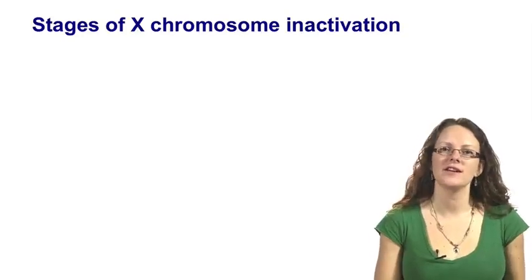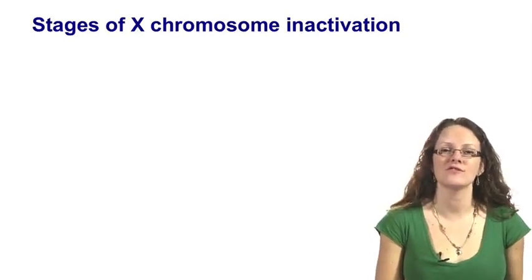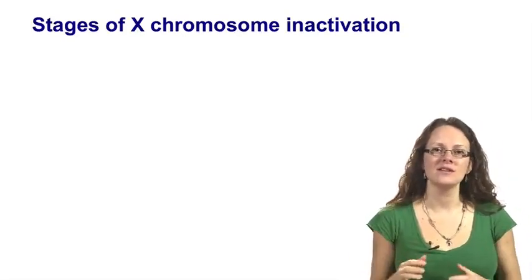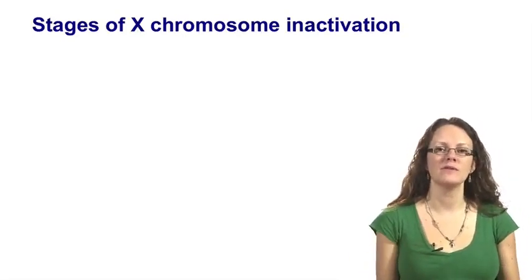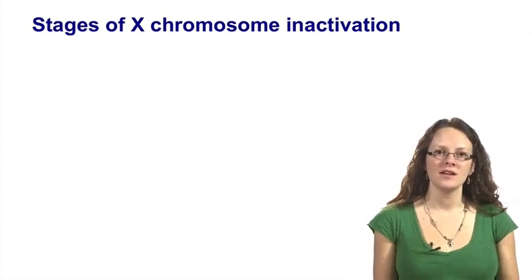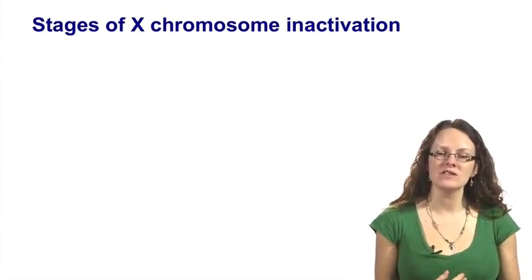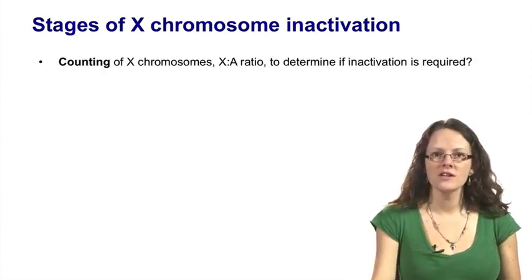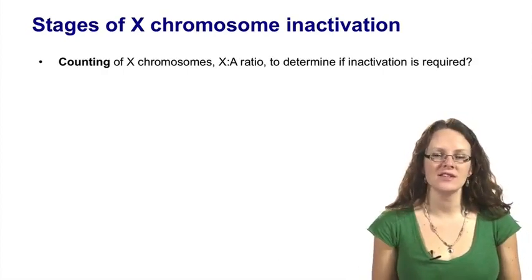Okay, in this lecture, I'd like to think about the stages of X chromosome inactivation. So we know that X inactivation doesn't happen instantly, but instead happens progressively over a period of developmental time. And during this time, we know that there are specific stages that X inactivation needs to go through. So the first stage of X inactivation is counting.